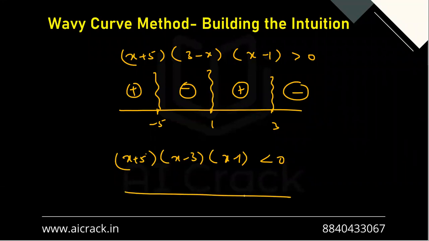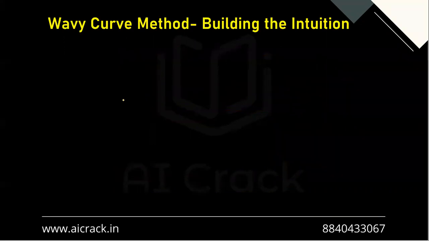Now if I plot it, then I'll get minus 5, 1, 3. Then I'll get plus over here, minus over here, plus over here, and minus over here. You can check it. So now we get to know that everything should be written in this format. Then only we'll get plus minus over here. Otherwise, we might get minus plus over here, right?